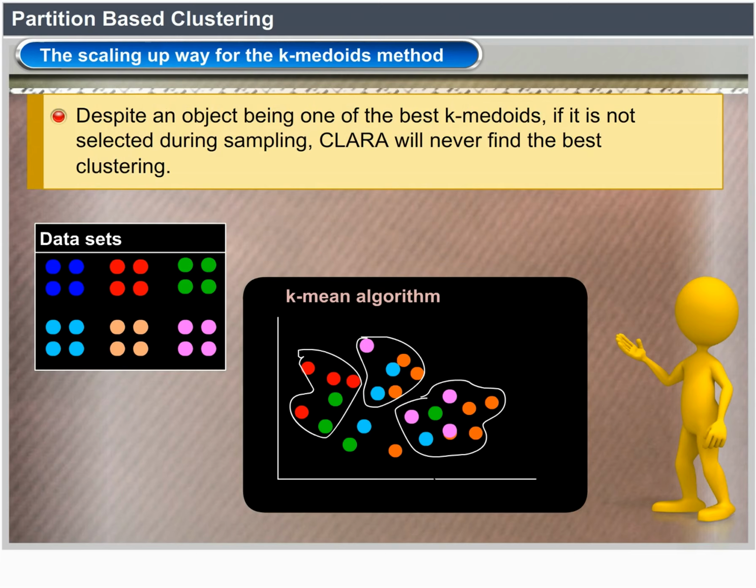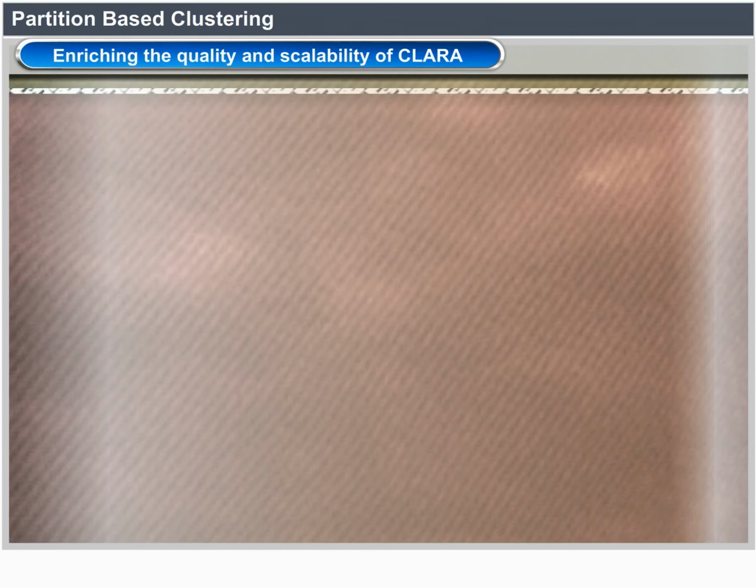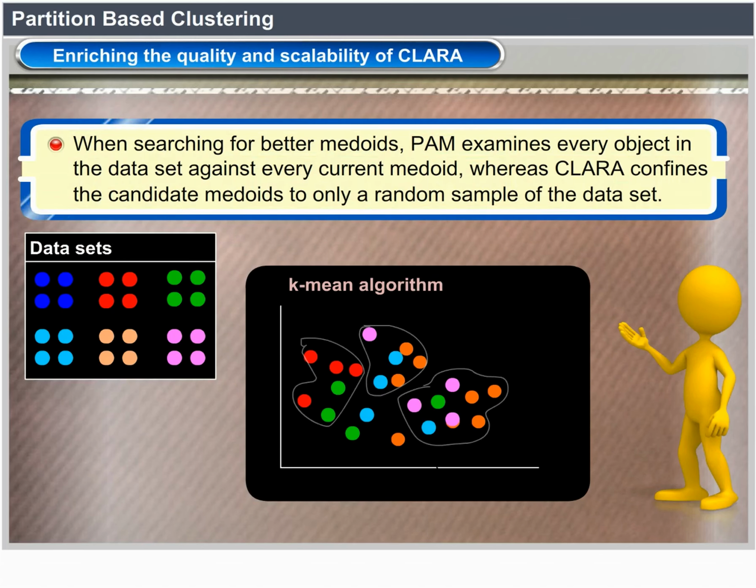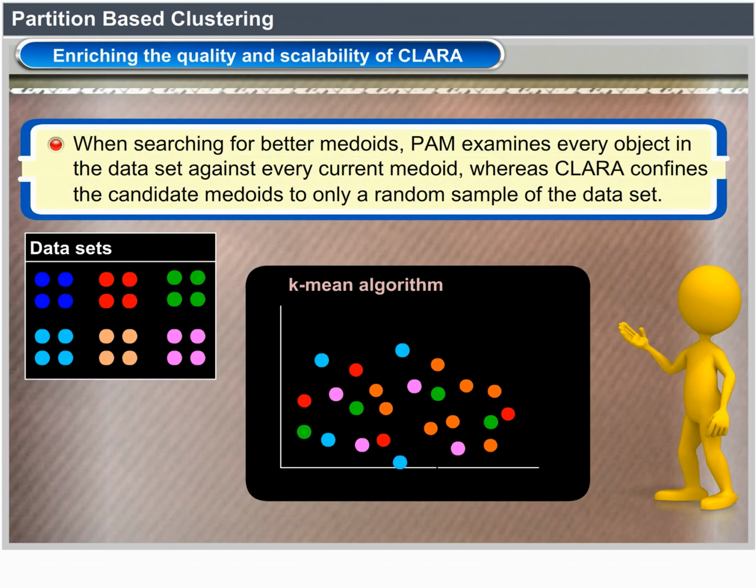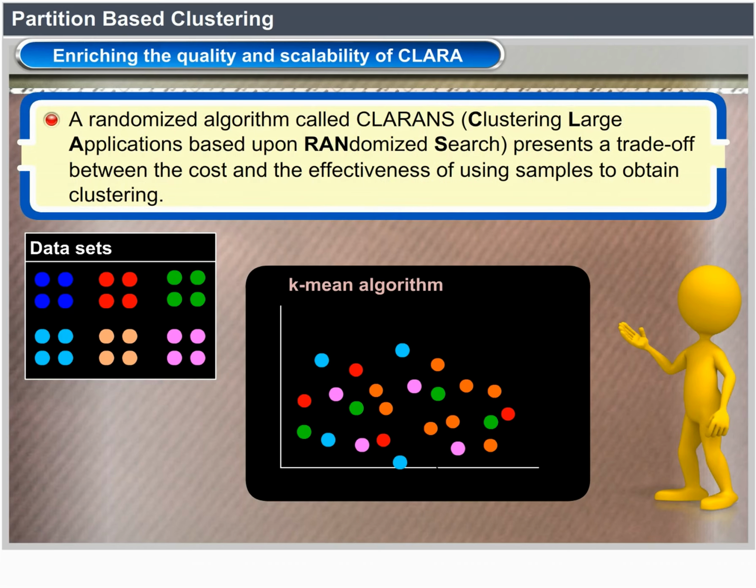When searching for better medoids, PAM examines every object in the dataset against every current medoid, whereas CLARA confines the candidate medoids to only a random sample of the dataset. A randomized algorithm called CLARANS, clustering large applications based upon randomized search, presents a trade-off between the cost and the effectiveness of using samples to obtain clustering.